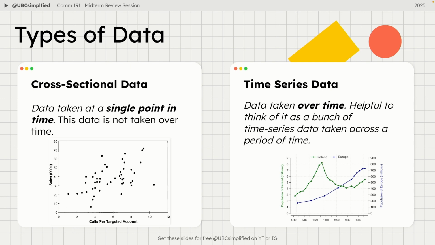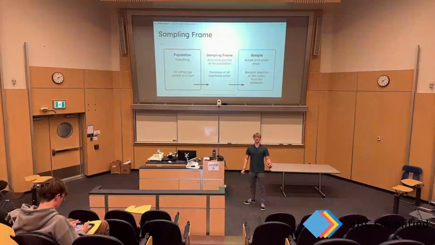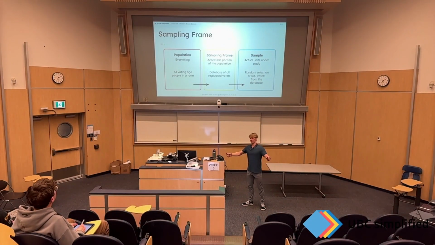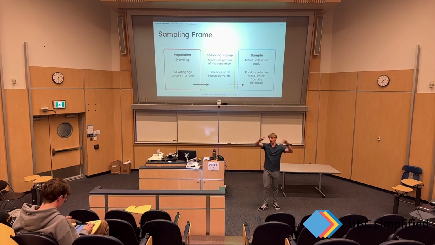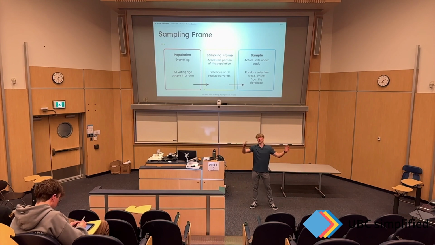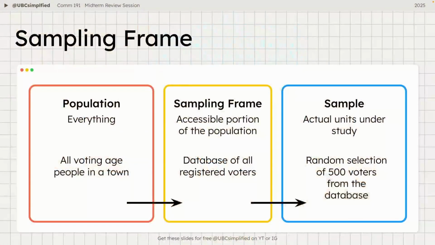Cool, all right. Okay. So definitions, this is also honestly probably one of the weirdest and hardest parts because there are so many different types of definitions. But basically, we start off with our population. This is everything. This is what we're basically trying to get approximations for. This is all of Canada. This is all of UBC, whatever it is, or all voting age people in a town.